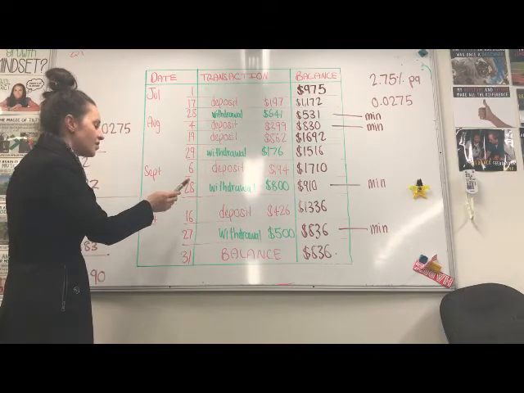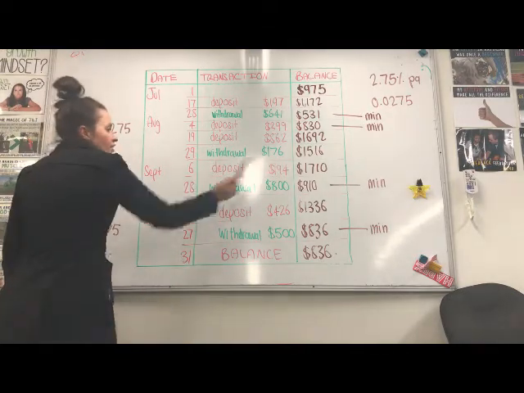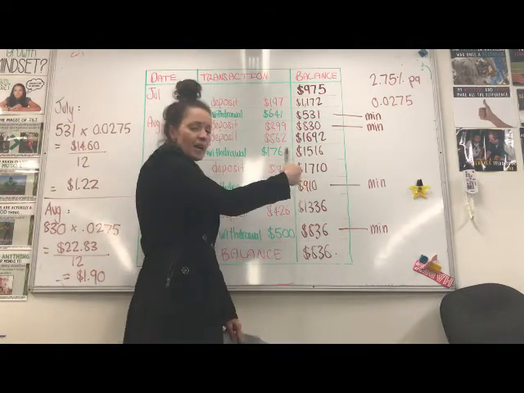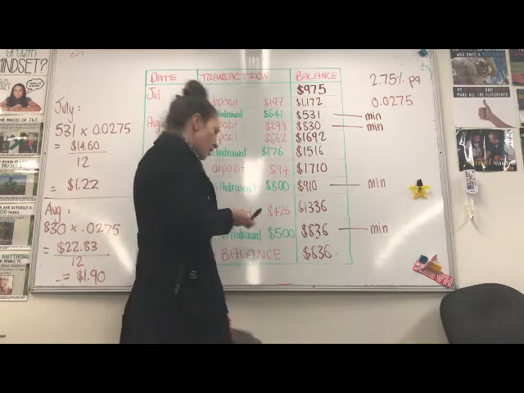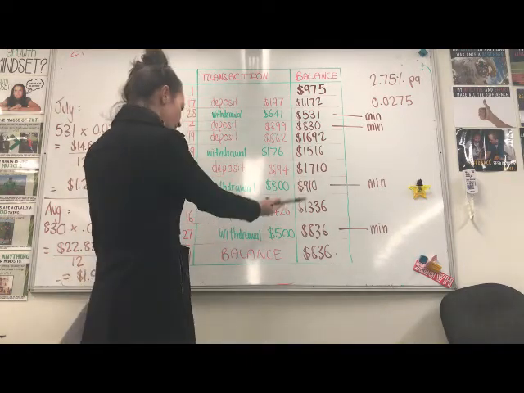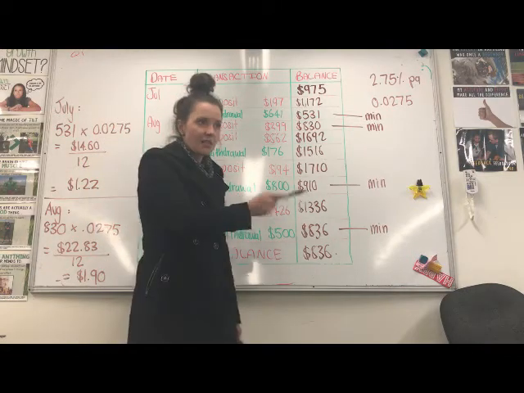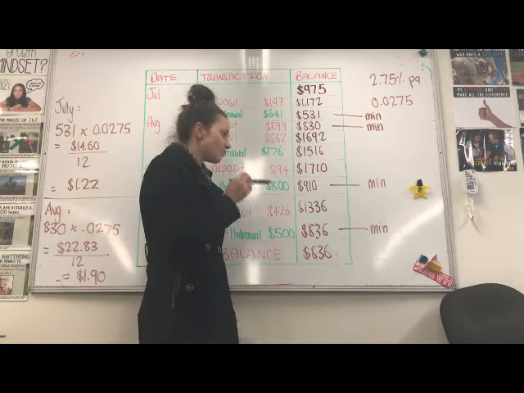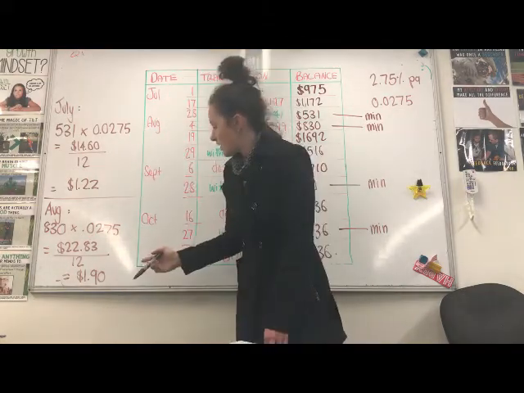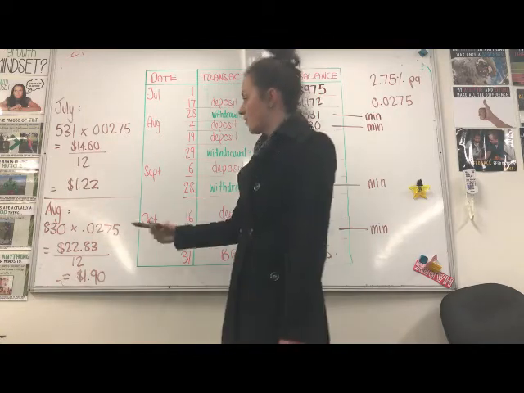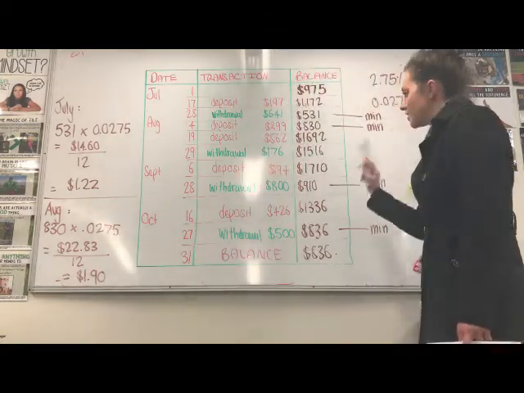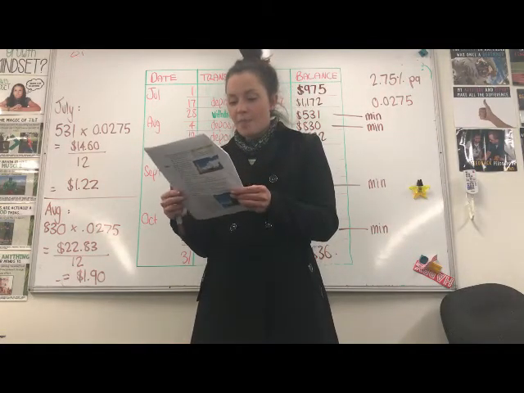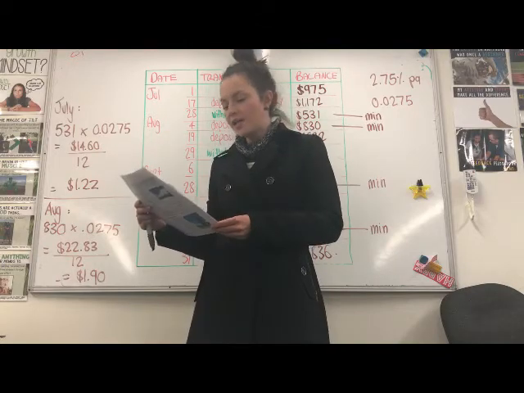So what I would do to finish off this question is I'd do the same. I would find the minimum balance for September, which would be 910, times that again by 0.0275, divided by 12, get my answer. I do the same for October. The minimum balance is 836. Times that by 0.0275, get that answer divided by 12 again. And then I'd add up all of the interest, so interest for July, August, September and October, and that would give you the answer for C. And don't forget as well, all the answers are in the back of your book.